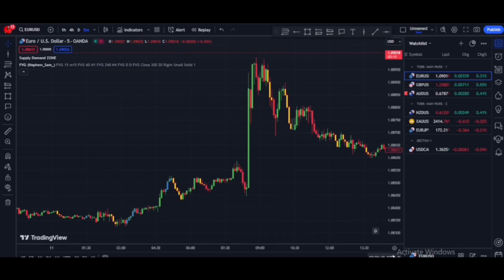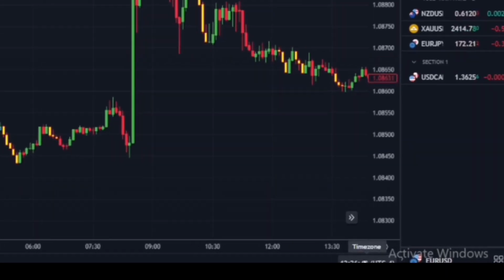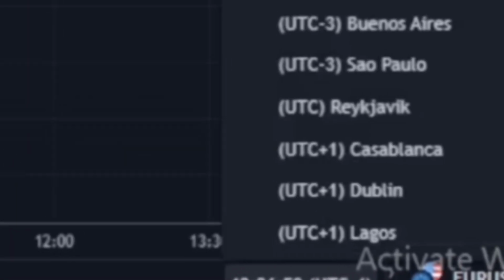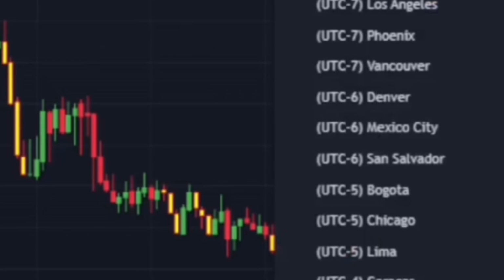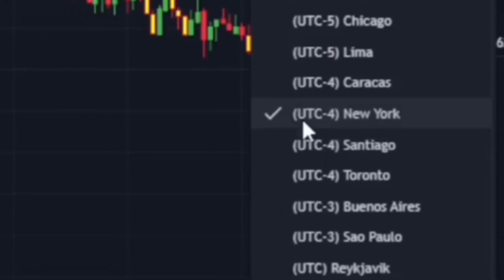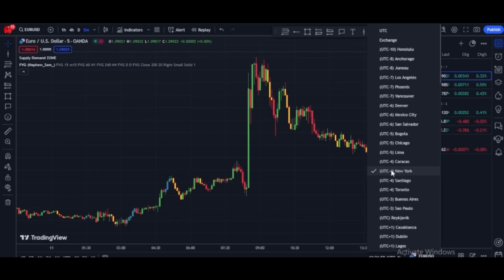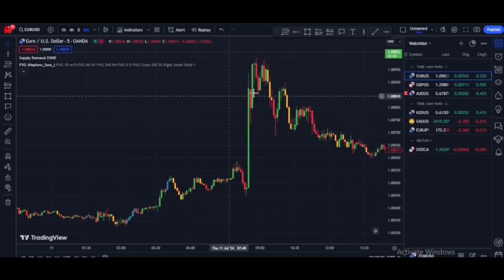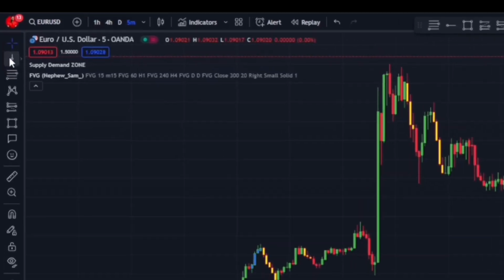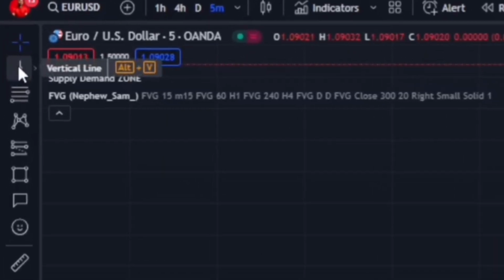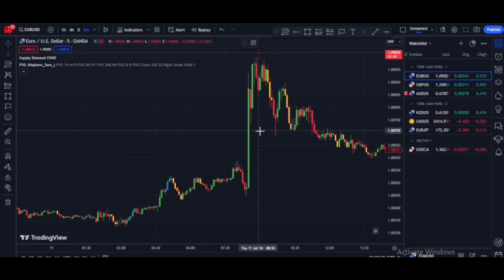Number one, you have to come to this time zone down here. Click on it and make sure your time zone is set to the New York time zone, so it's going to be UTC -4. Once that is set, all you have to do is come to this tools section here. It's called the vertical line. Click on that and make sure the vertical line is on 10 a.m. So this is 10 a.m. right here.